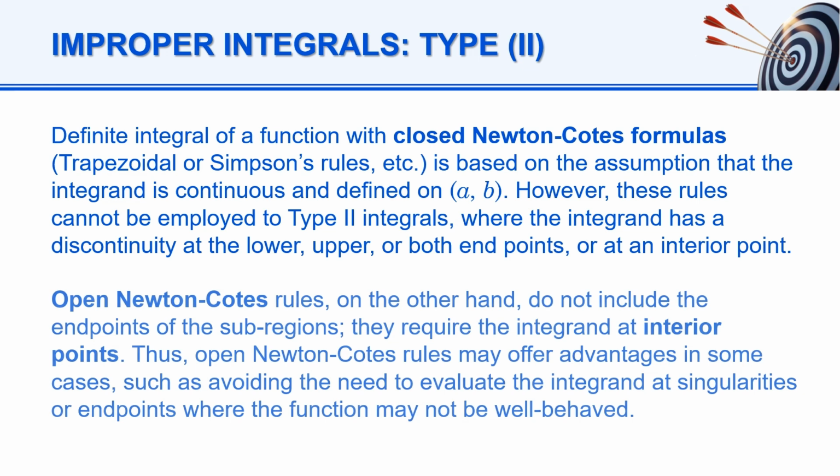Open Newton-Cotes rules, on the other hand, do not include the endpoints of the subregions. They require the integrand at interior points. Thus, open Newton-Cotes rules may offer advantages in some cases, such as avoiding the need to evaluate the integrand at singularities or endpoints where the function may not be well behaved.